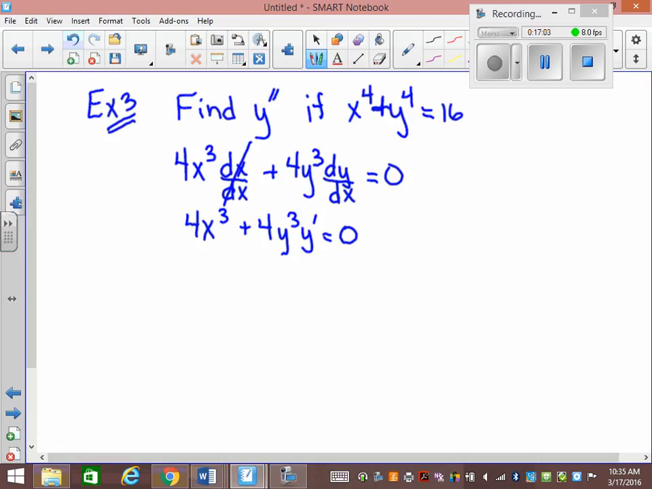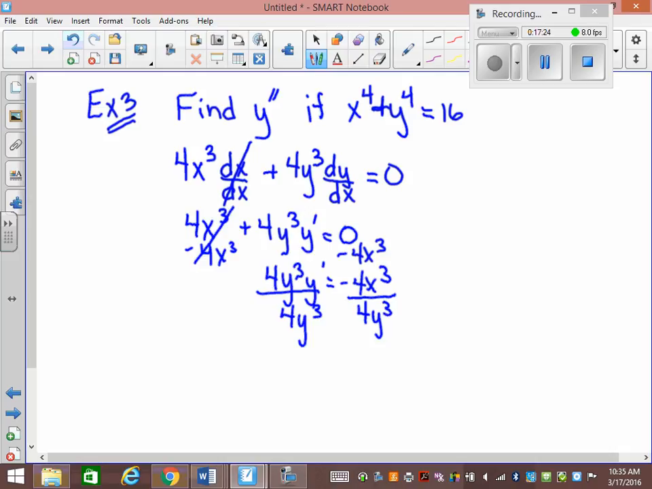So we're going to move the 4x cubed over. And you have 4y cubed y prime equals negative 4x cubed. Divide by your 4y cubed. And y prime equals negative x cubed over y cubed.